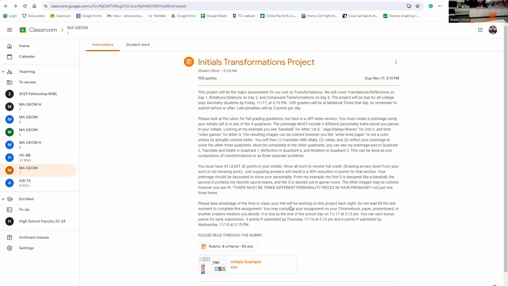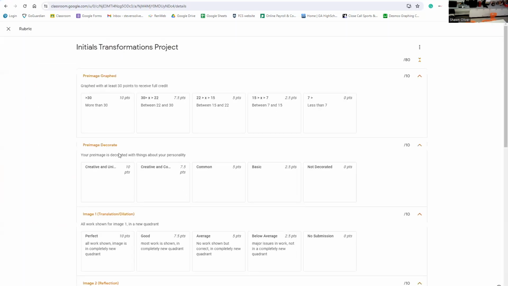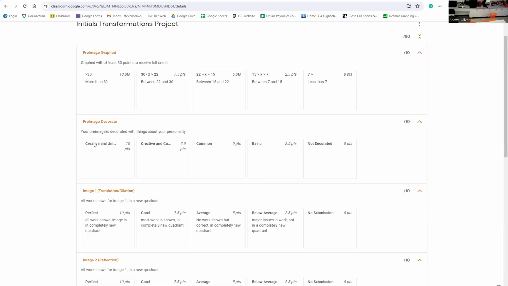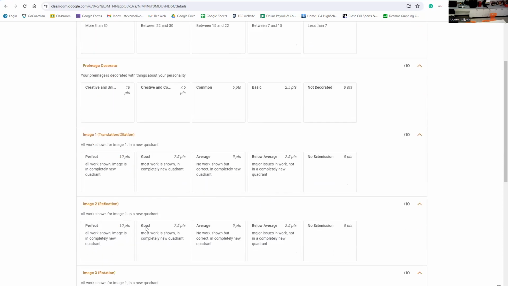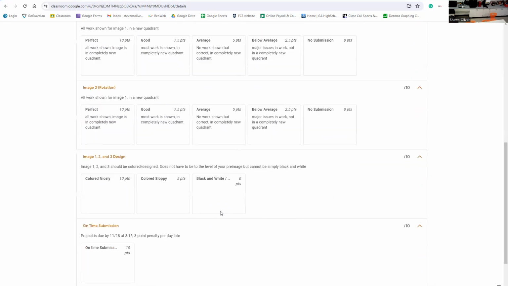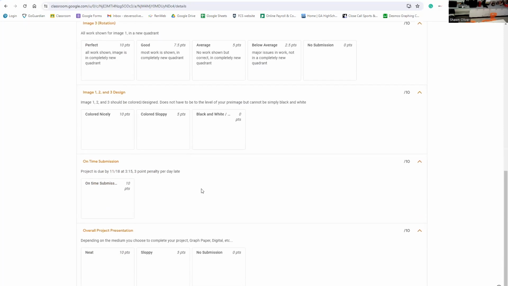It's due by the end of the school day next Friday by 3:15. If you turn it in next Thursday by 3:15, 3 bonus points. Next Wednesday by 3:15, 6 bonus points. Make sure you read through the rubric; every point and everything has its own piece, colored nicely, and then overall presentation. Please do not bring me a crumpled up sheet of paper and expect me to give you full credit there. Take care and pride in what you do.